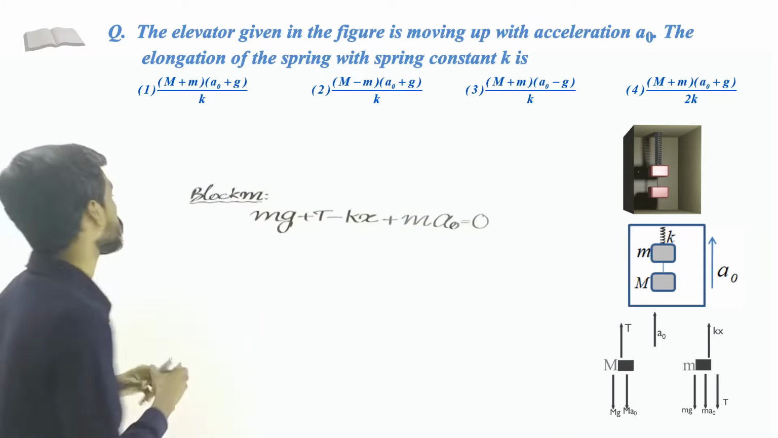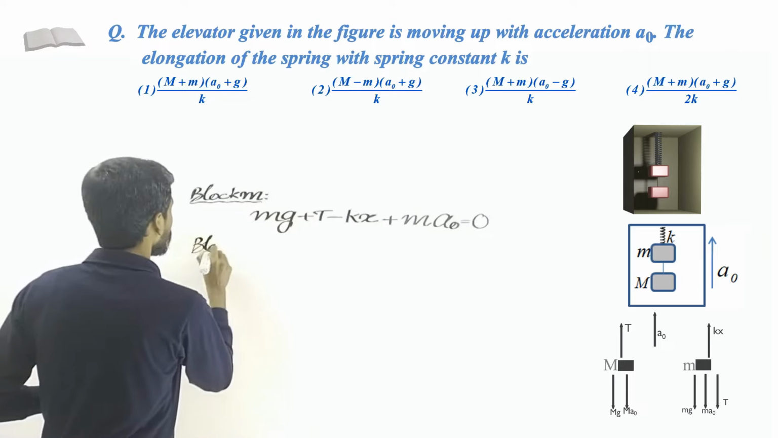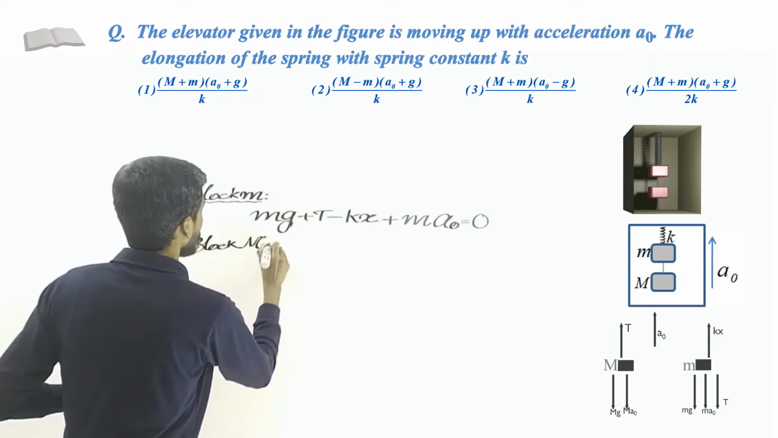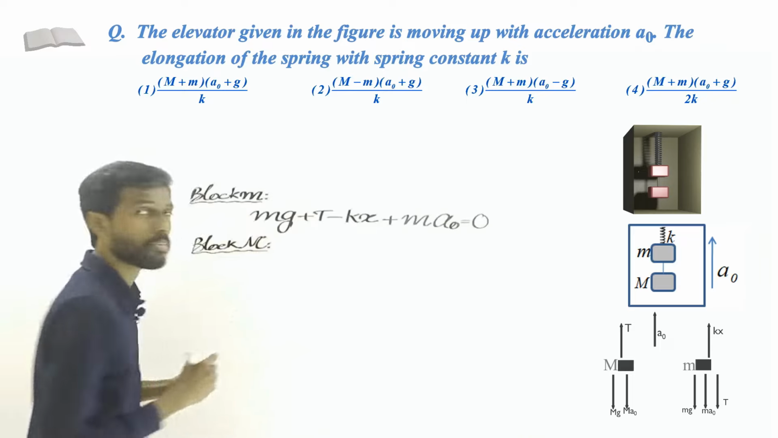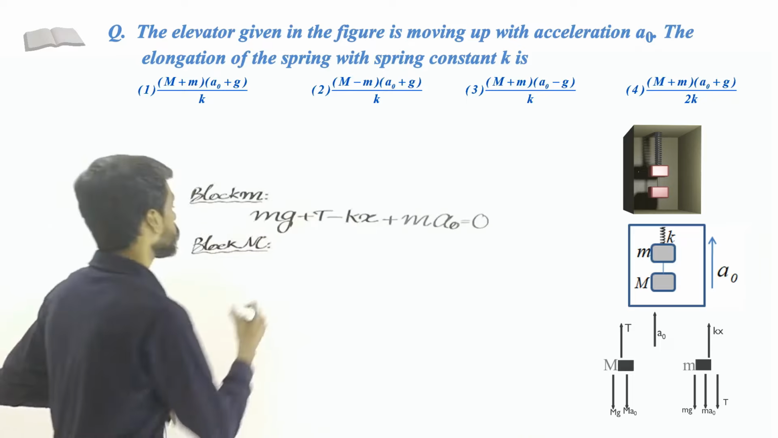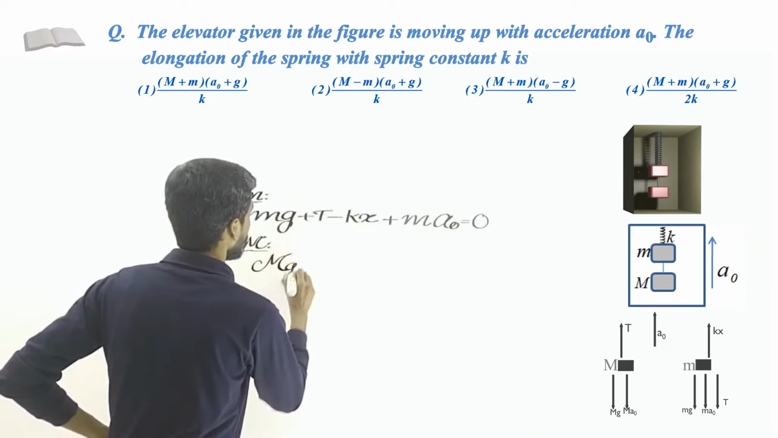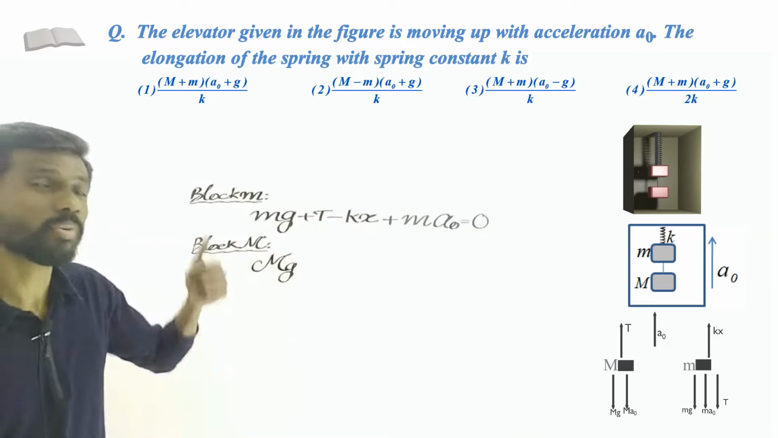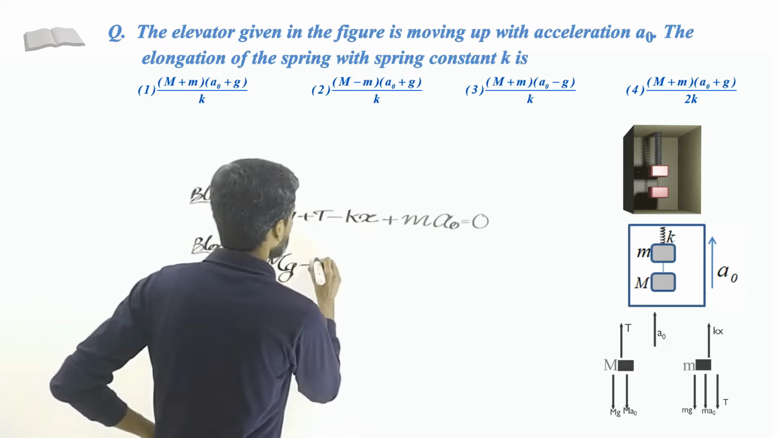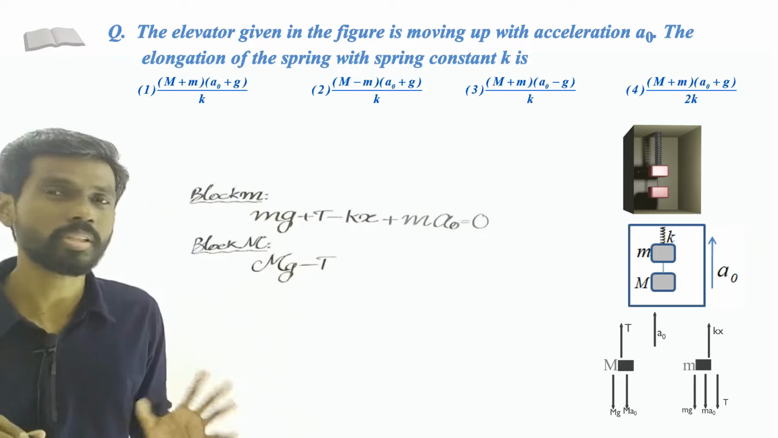Now similarly the next block, capital M. What are the forces acting on that block? Same thing, the gravitational force in the downward direction, Mg, and then the tension force is acting in the upward direction, so minus T. These are the forces.